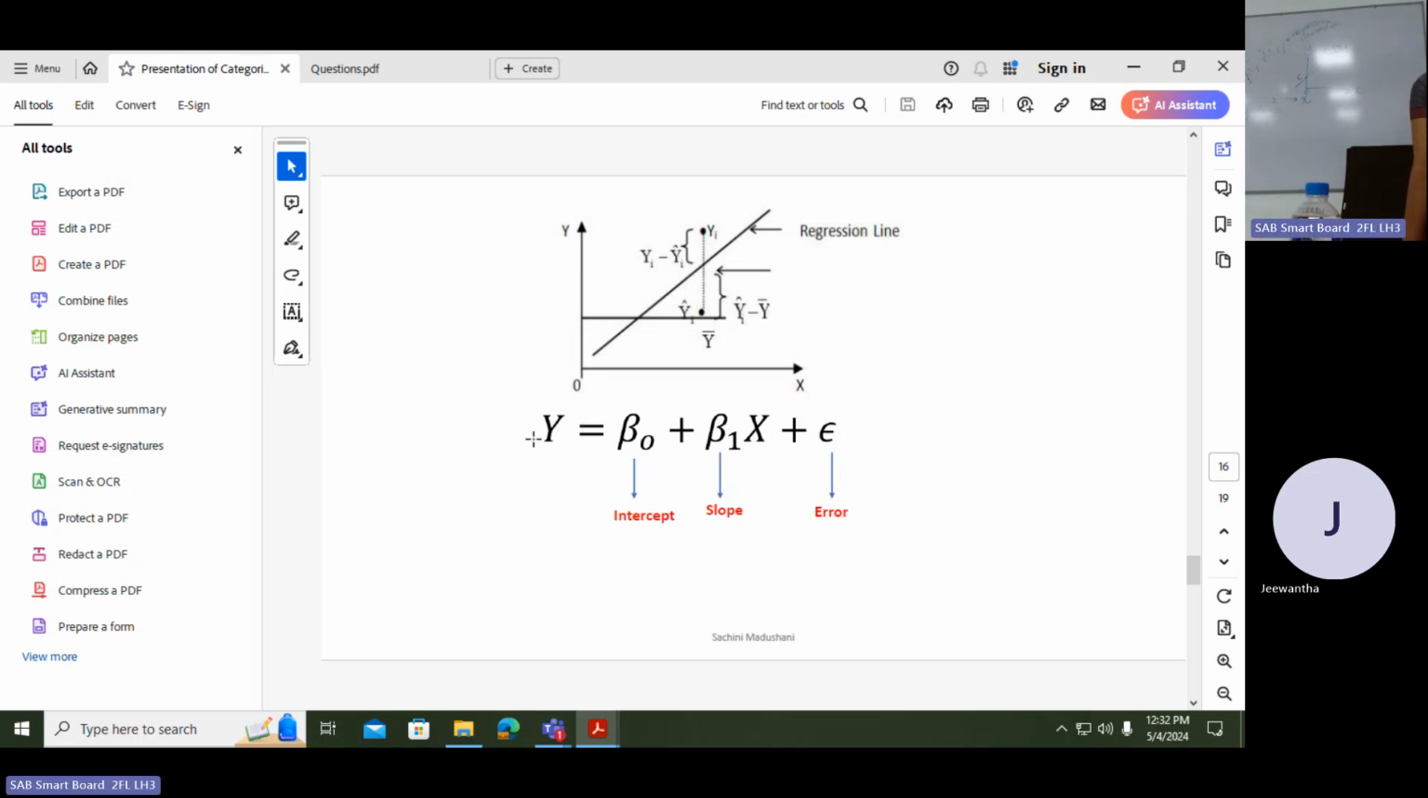Understood? Then think of sales revenue and advertising expenditure. If we spend 1 rupee on advertising expenditure, how much will our sales revenue increase or decrease?